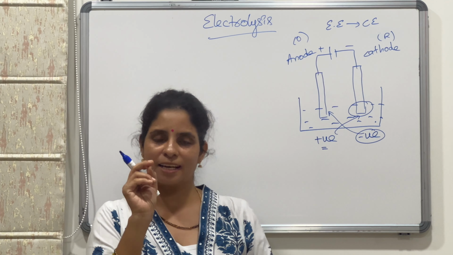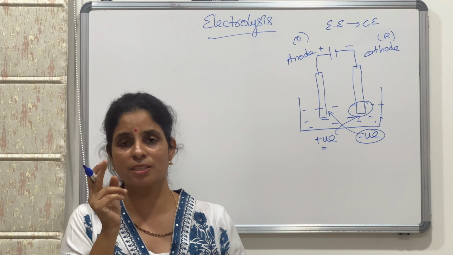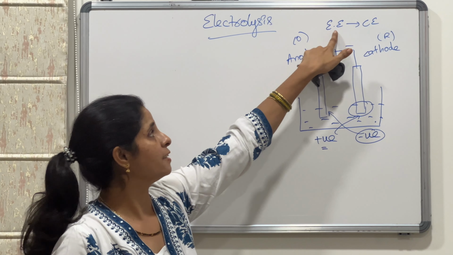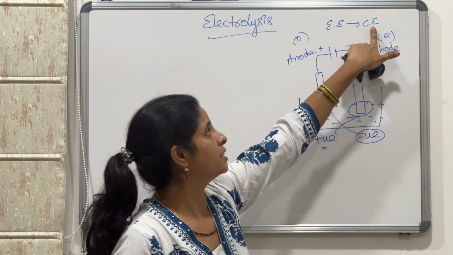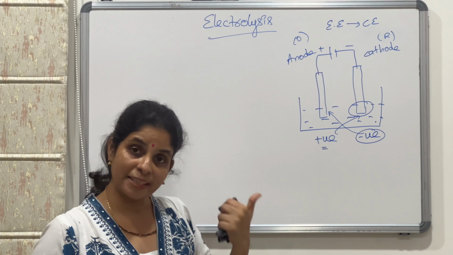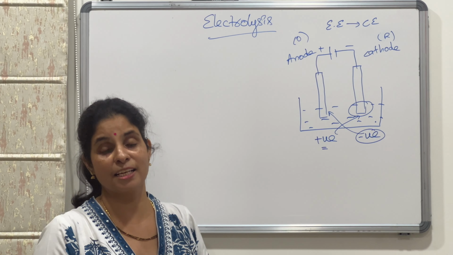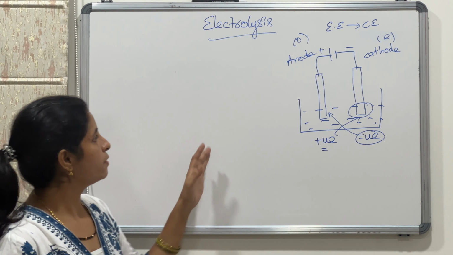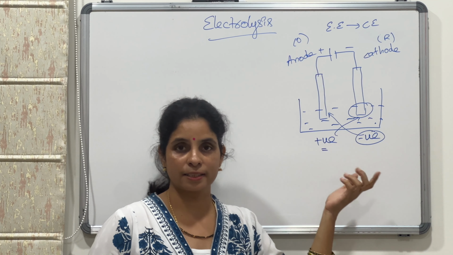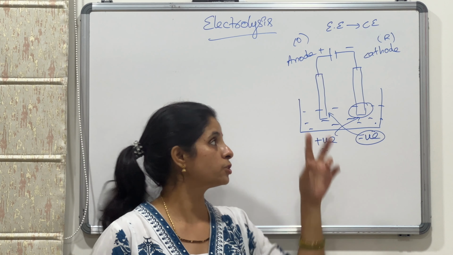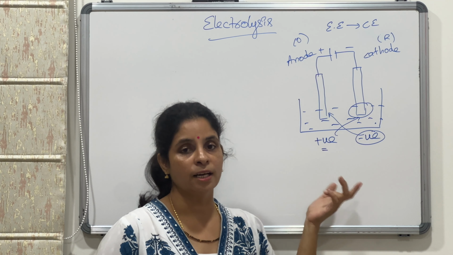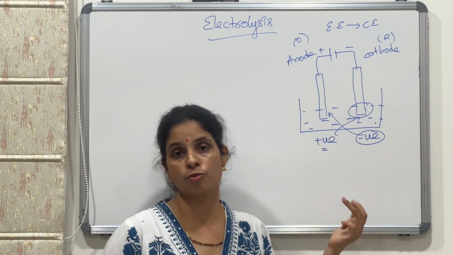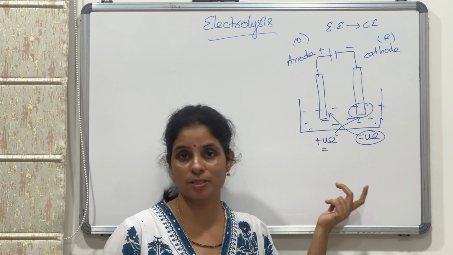I'll ask you one simple question. What is the difference between a galvanic cell and an electrolytic cell? In an electrolytic cell, electrical energy is converted to chemical energy. In a galvanic cell, chemical changes lead to the development of electricity. What is electrolysis? When electricity is passed through an electrolytic solution containing electrodes, cations and anions migrate towards the respective electrodes and get deposited there.